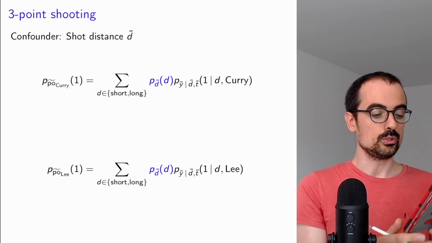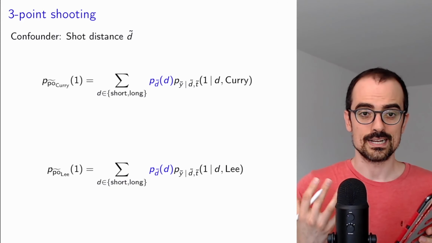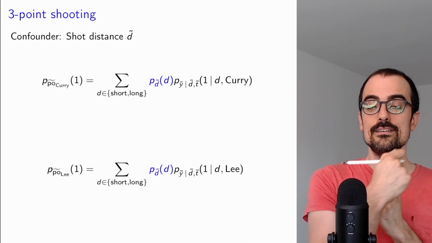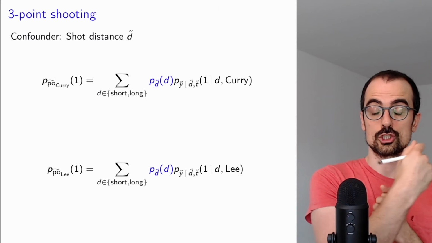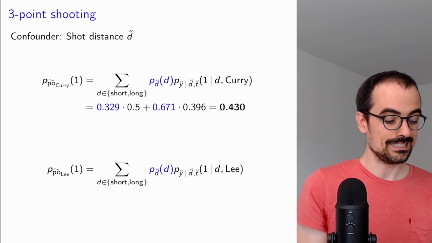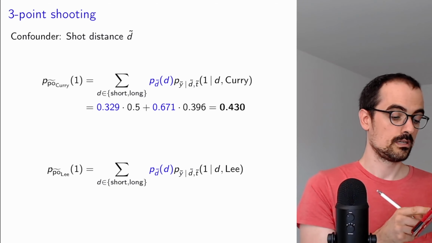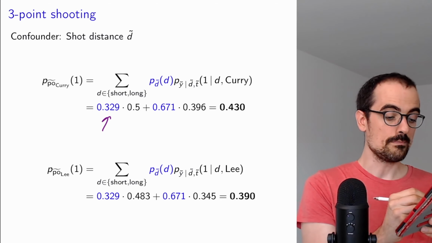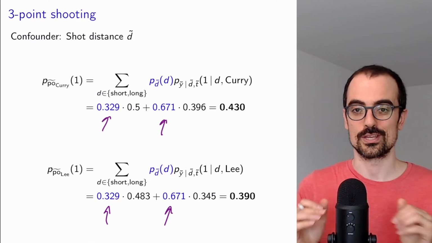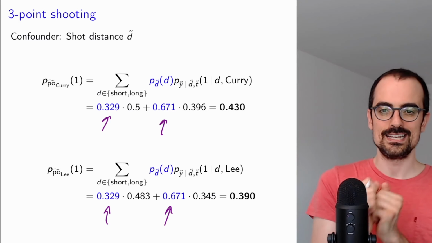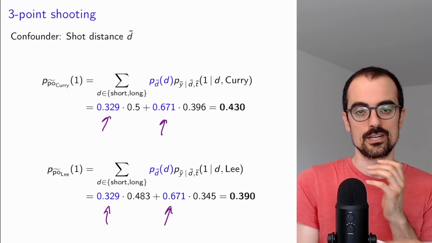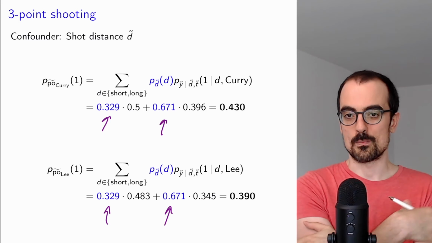What about 3-point shooting? Same thing again, we can look at the probability of making a shot given that you're shooting a short 3 or given that you're shooting a long 3. And the key is to combine these using the same probability of shooting a short 3 and the same probability of shooting a long 3. So here what we're saying is, imagine that Curry and Lee were shooting the same proportions of short and long 3s. Here the proportion, basically what I did was I combined all of their shots.